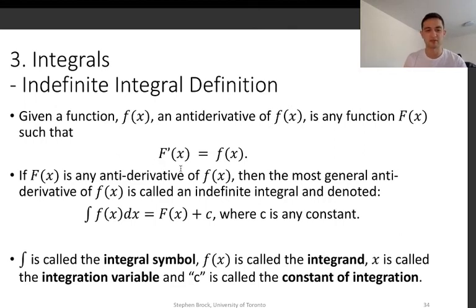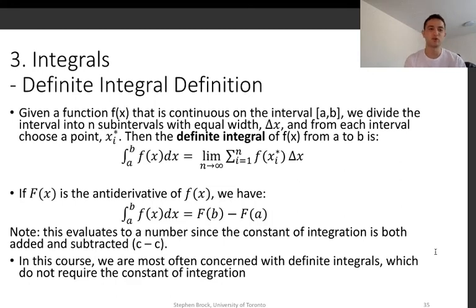I'll show you some examples on the next few slides, but it's important to realize that relationship between the antiderivative and the derivative. If we take the derivative of the antiderivative, capital F of x, we get the initial function. This symbol right here is called the integral symbol, and f of x is called the integrand. x is called the integration variable, and c is called the constant of integration.